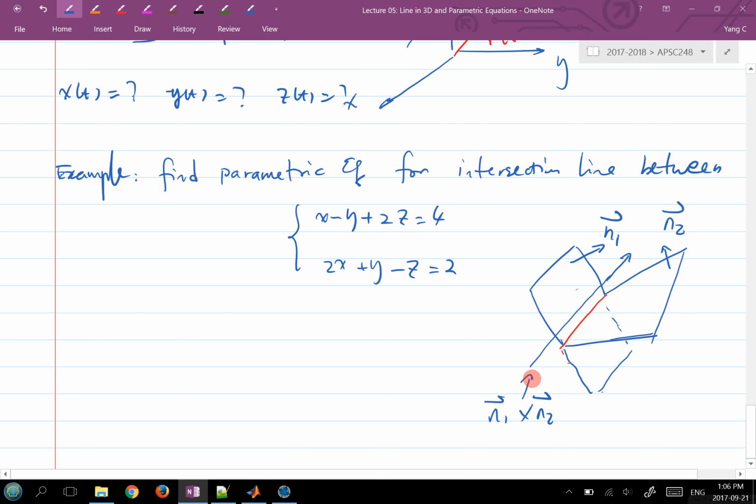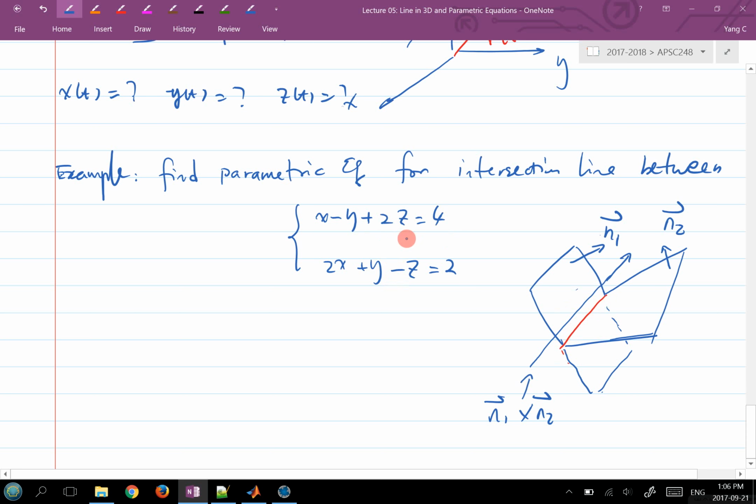The point the line goes through must be a point at the intersection of the two planes, and there are an infinite number of those. So you're looking for a solution that satisfies these two equations. But in this case, you have two equations and three unknowns, which means you have an infinite number of solutions. But we only need one.